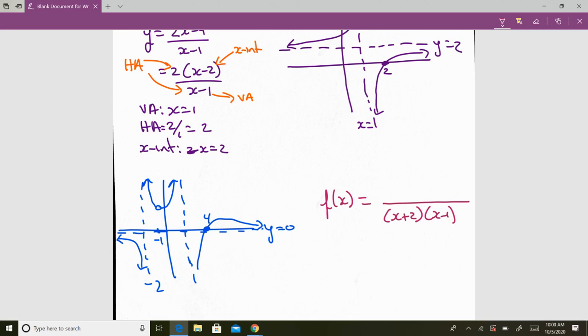Now, what is my POD? What's my x value for my POD? -1. So what does that mean? And the bottom, right? Because for it to be a POD, they have to cancel. So you have to have x plus 1 there. Now let's write it over here. X plus 1 there.